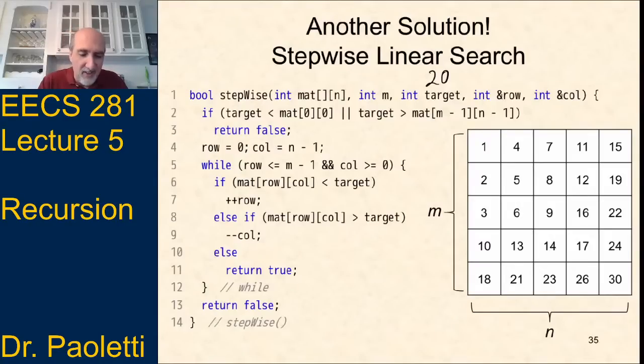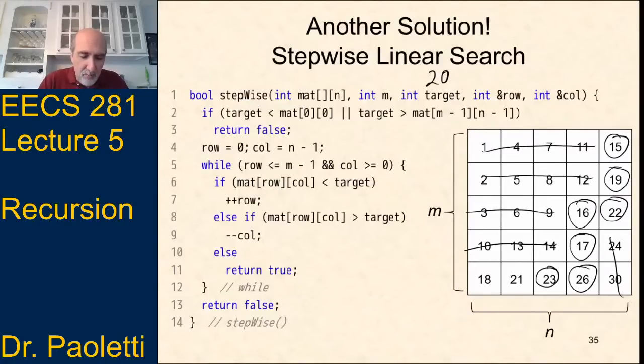Okay, let's try 20. So we look for 20 here. That's not it. We eliminate. We move down. That's not 20. Eliminate. Move down. That's not 20. Eliminate and move left. That's not 20. Eliminate and move down. That's not 20. Eliminate, move down. That's not 20. Well, below us it doesn't exist, so we move left. That's not it, move left. That's not it, move left. That's not it, move down. We're off the edge. We failed.